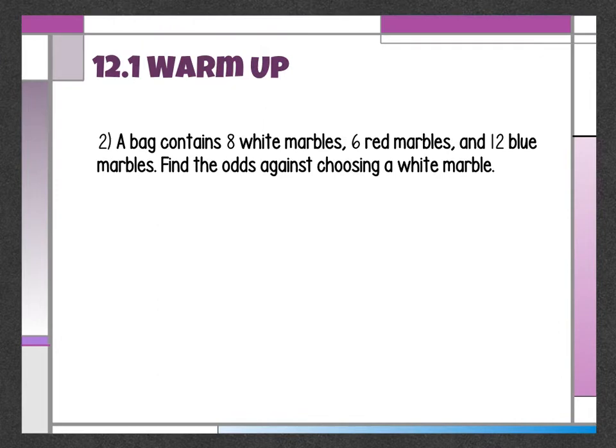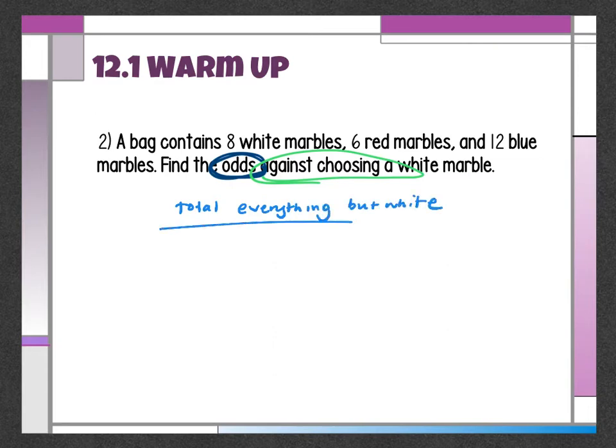All right, question 2 says a bag contains 8 white marbles, 6 red marbles, and 12 blue marbles. Find the odds. So notice this is odds instead of probability. Odds means that we're taking out the top number, so the 2 should add up to the total instead of putting it over the total. But it also says the odds against choosing a white, which means we want the total of everything but white over the amount of white, because that would be what you want to get, what you don't want to get.